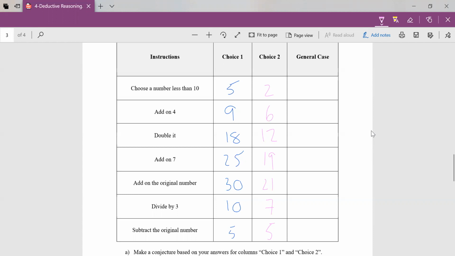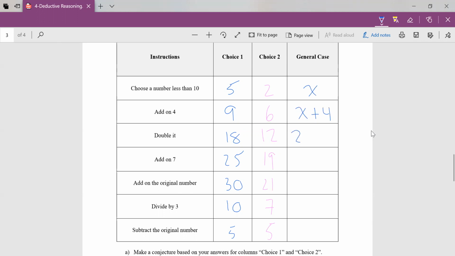Okay, so that's my conjecture. Any number less than 10 that I sub in here, I'm going to end up with 5. Now we're going to do deduction. We're going to prove this is true. So choose a number less than 10. x. Add 4, x plus 4.